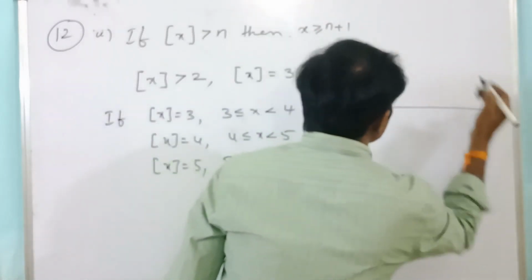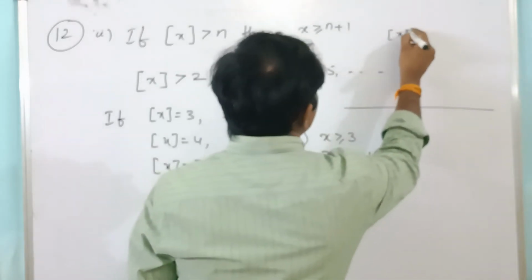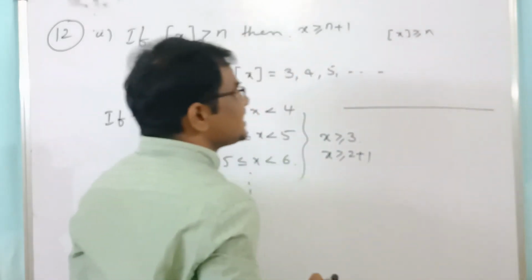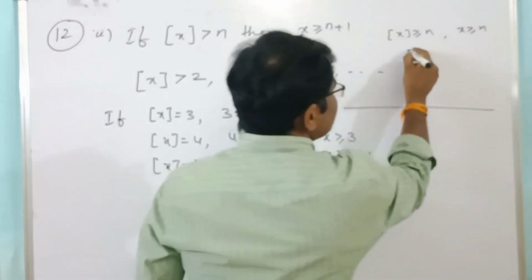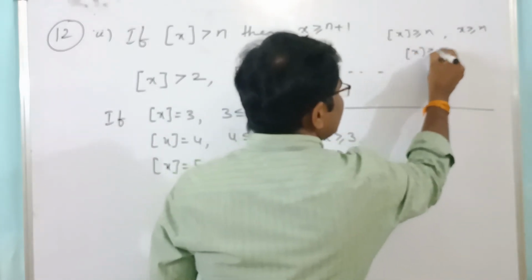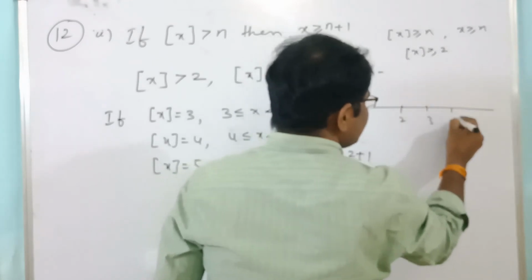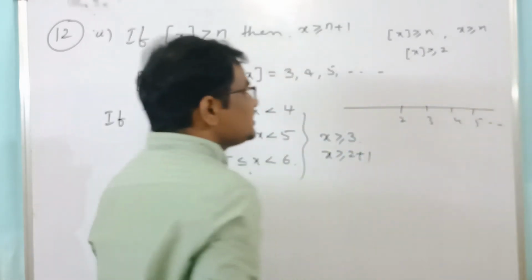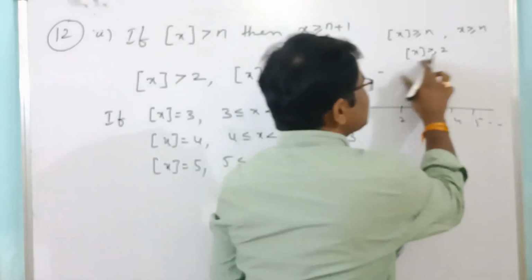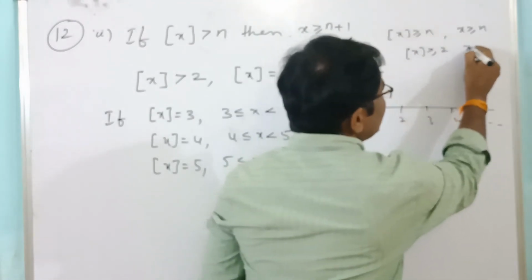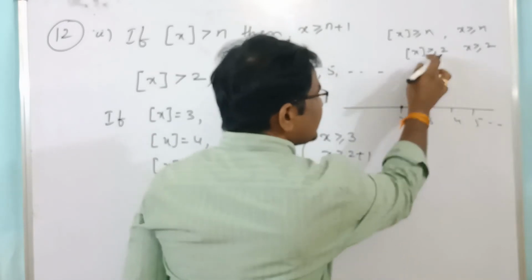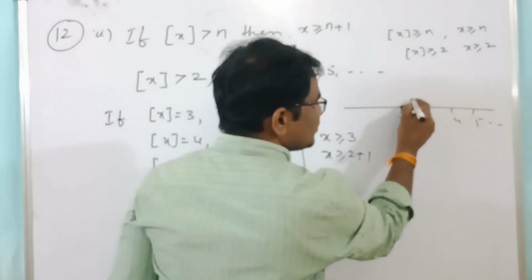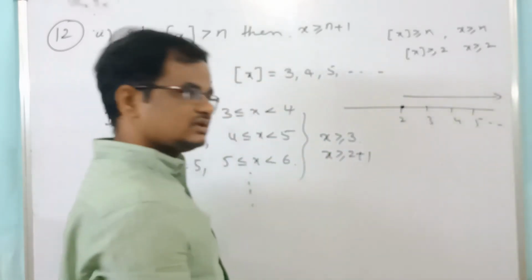The previous one also, what did we take? [x] greater than or equal to n means x is greater than or equal to n. In that example, [x] greater than or equal to 2 means 2, 3, 4, 5, etc. What did you get first? x greater than or equal to 2 only. It starts from here only, so all these values satisfy.